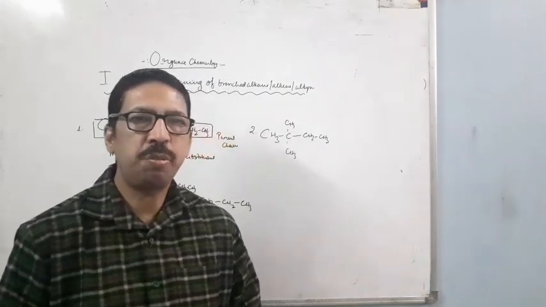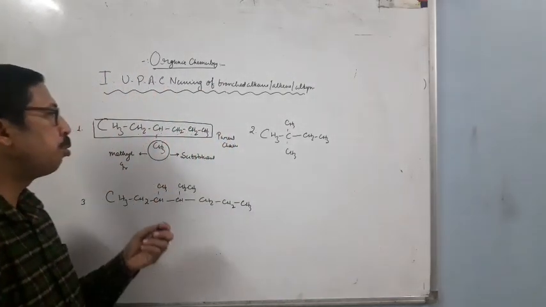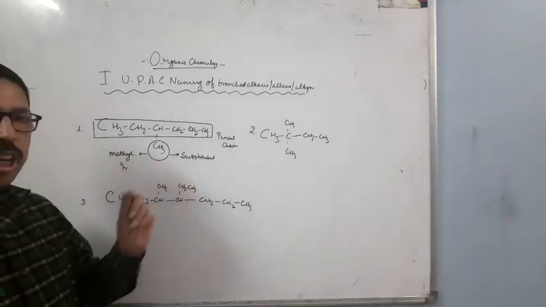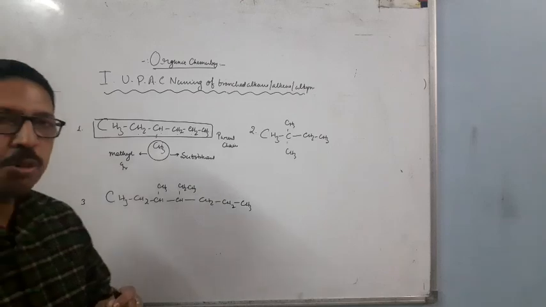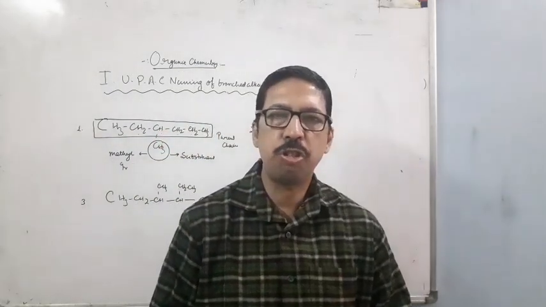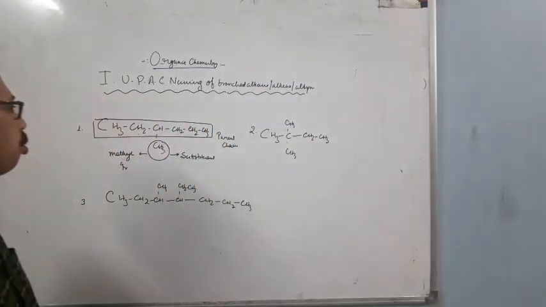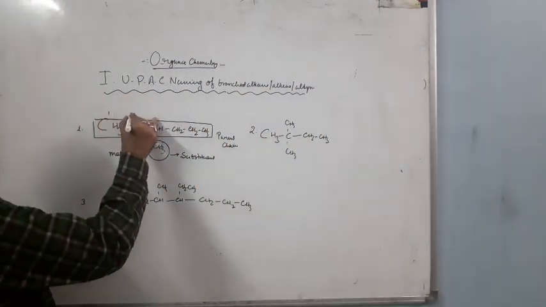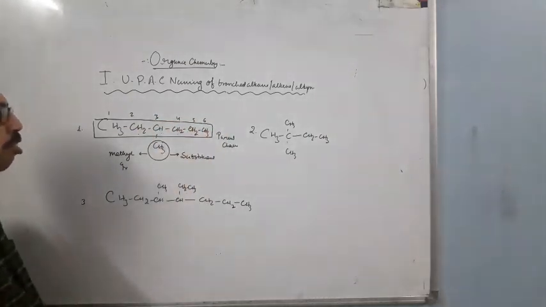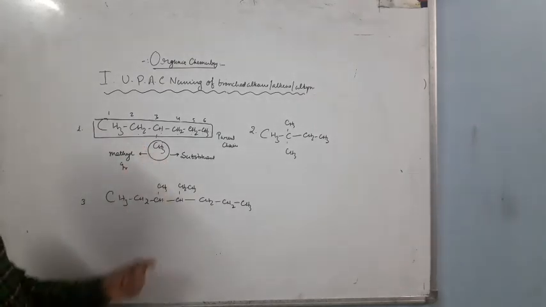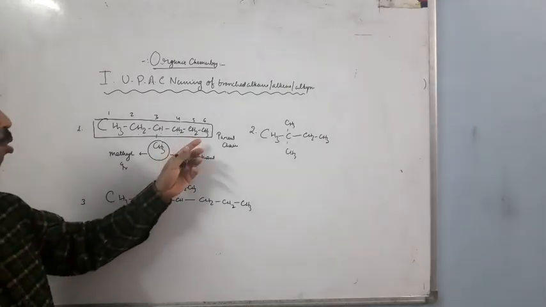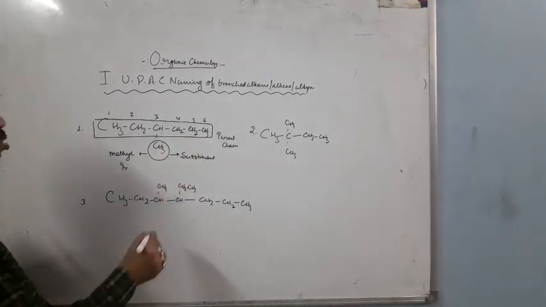Now in the next step, we have to number the parent chain, and the numbering of the parent chain carbons should be carried out in such a way that the substituent occupies the lowest possible number. So if the numbering is done like this, left to right, the position number of the substituent is 3. If we number from this side, then it will be 4.